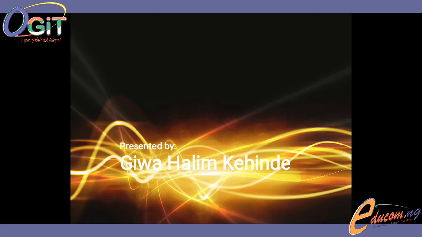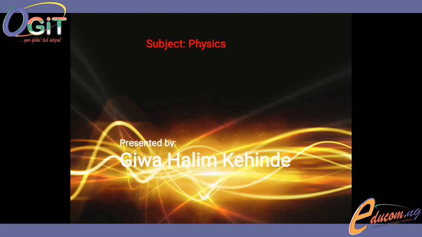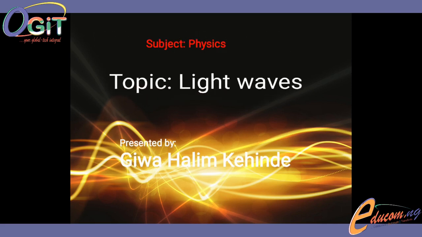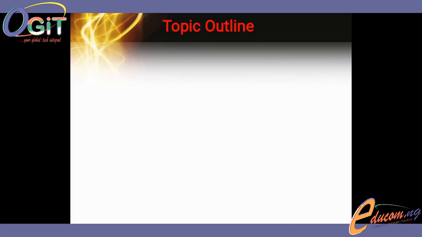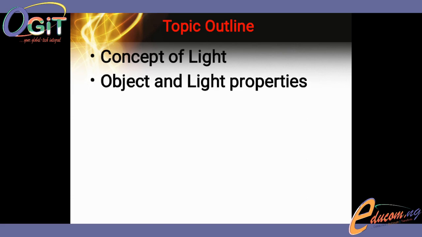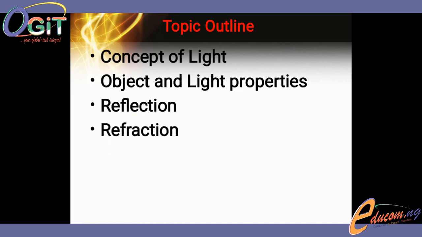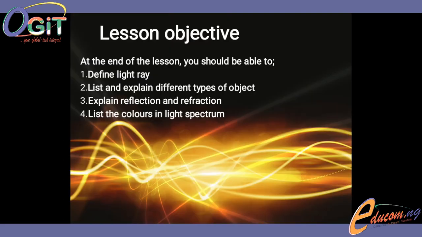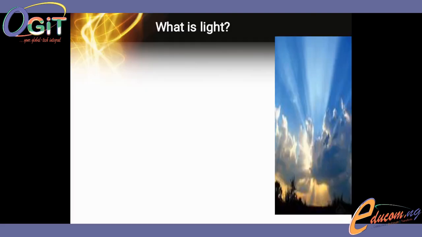In today's class, our subject is physics and I will be taking you through light waves. Topic outline: today's class, I'll be treating the concept of light, objects and light, properties, reflection, refraction, and color. Lesson objective: at the end of the lesson, you should be able to define light ray, list and explain different types of objects, explain reflection and refraction, and list the colors in the light spectrum.